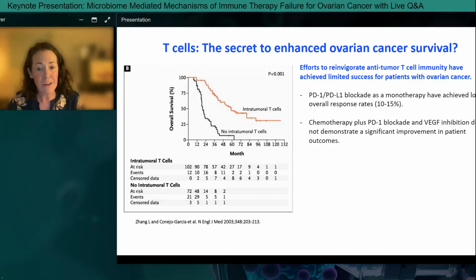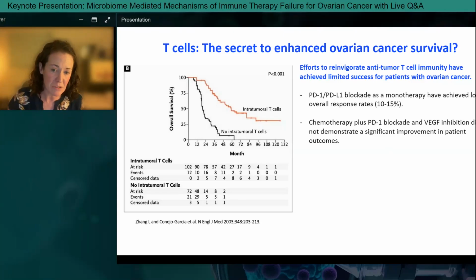This is exemplified by studies that have actually tried to combine then immune checkpoint blockade with other elements such as chemotherapy or other inhibitors that are targeting other tumor microenvironmental factors to reduce immune suppression. But yet again, it did not demonstrate a significant improvement in patient outcomes.